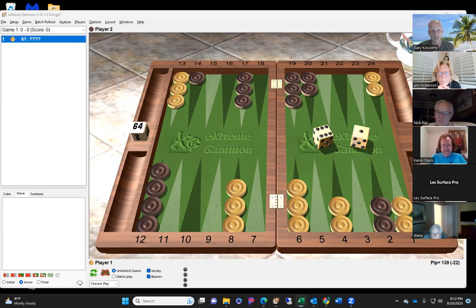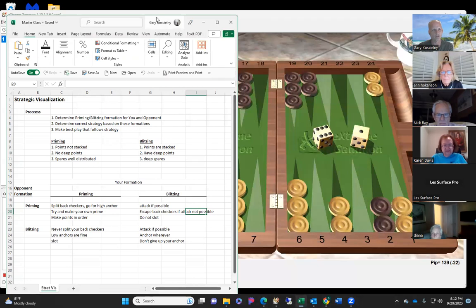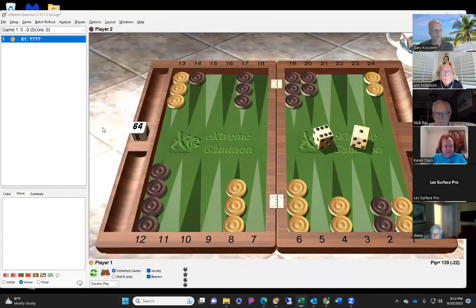Again, if you want to really get into this, I have this on my Google Drive, but the first step is always to go through and identify what's going on. And so here you have priming, points are not stacked. It's Black here, no deep points, spares well distributed. So okay, Black, points not stacked, no. No deep points, correct. Spares well distributed. Well, here's 4 spares, pretty well distributed.